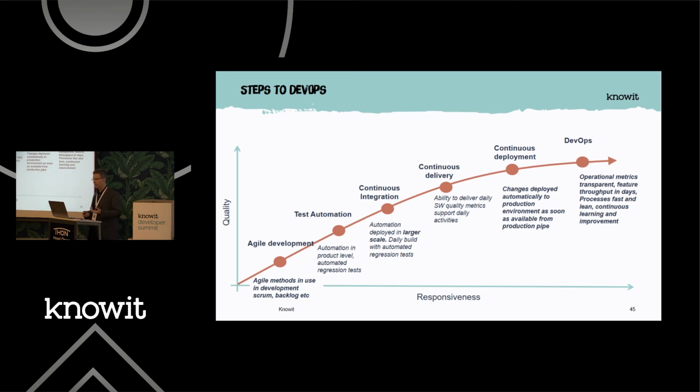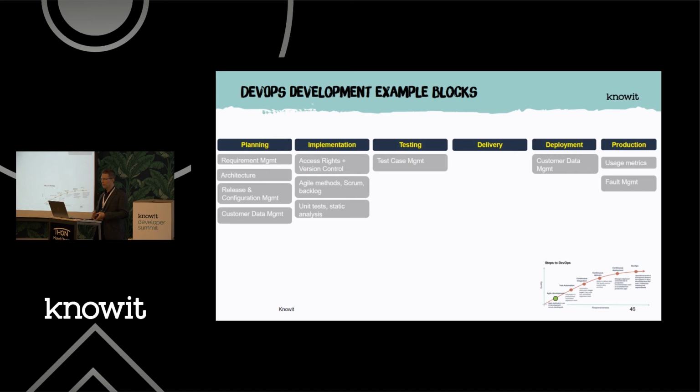And obviously, there are many building blocks. What comes up there? If you want to do Agile, you want to have many things up and running. You want to have proper user stories. You want to have proper understanding of version control. You want to have tests thought of. You want to have customer data thought of. So many things are needed already to make Agile happen.